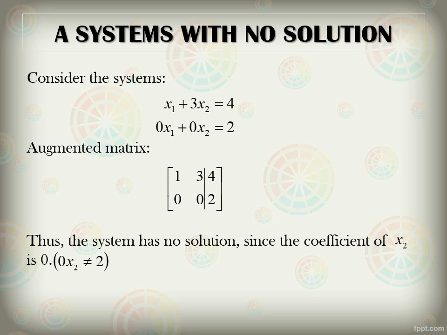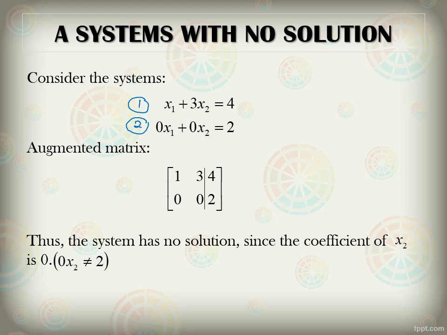And the last type of solution is a system with no solution. This is how a system with no solution looks. If you look at the two linear equations here, the first one is a normal equation. It looks normal. But look at the second equation here. 0x1 plus 0x2 suddenly can be equal to 2.